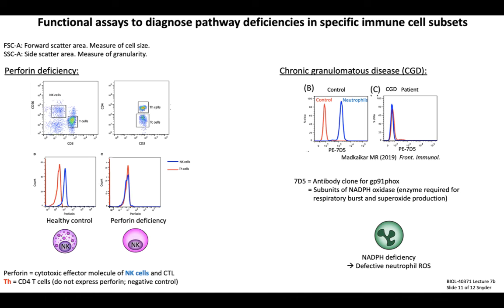You can therefore conclude that this CGD patient has an underlying mutation that affects the expression of the GP91-FOX, P22-FOX subunit of NADPH oxidase. And this is important genotyping information that can inform a clinician's decisions about which treatment steps to pursue next.